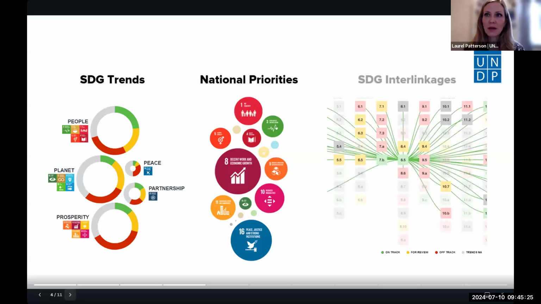And then we map it. So again, this isn't an interlinkage map that we came up with. This is from the EU, the KNOW, K-N-O-W, KNOW SDGs, which looks at the science foundations for the interactions between different SDG targets. Our addition to that is for every country that we're working with, we color-coded the target against the SDG trends. And we invited countries, start with the areas where you have national priorities already.